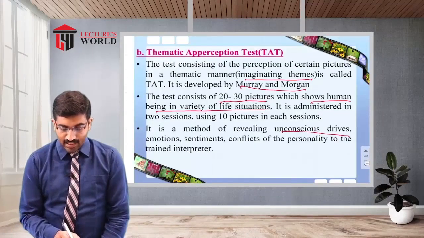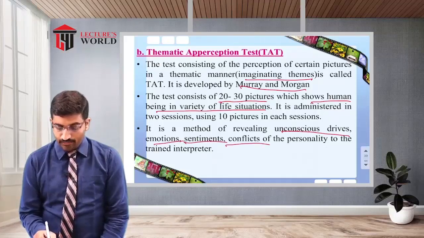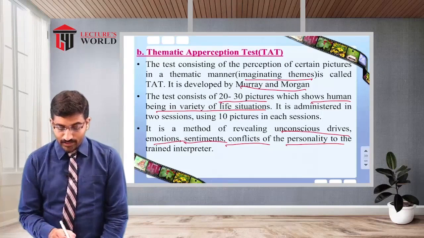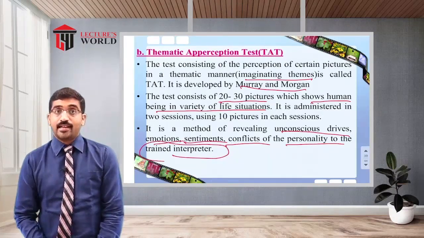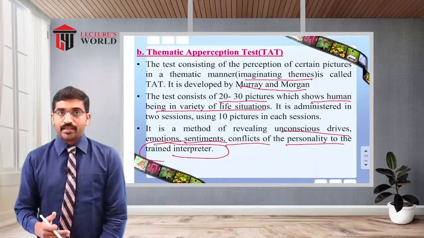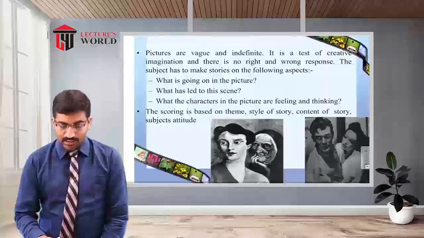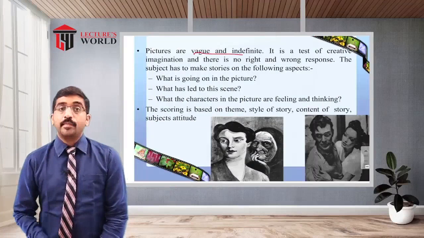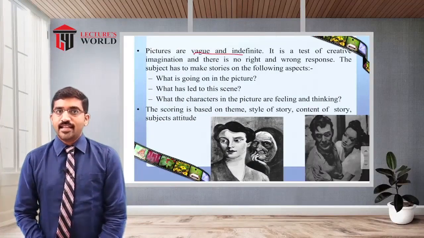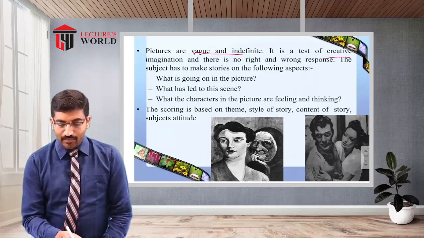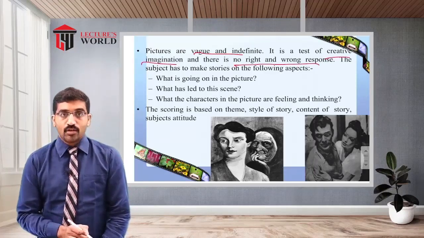Unconscious drives, emotions, sentiments, and conflicts of such personality will be coming to that interpreter. The interpreter will be a trained interpreter, meaning those who are going to interpret that image. So 10 pictures will be given in different sessions. Pictures are vague. Vague means unclear, not definite. There is no clear understanding from the picture. It's a creative imagination. No right or wrong answer, as I already told you.